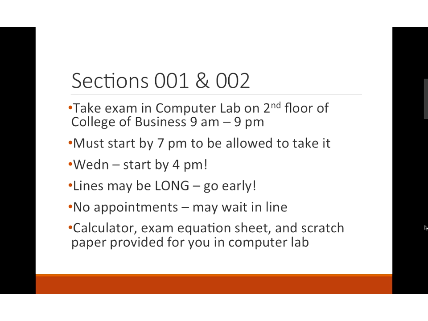You have to bring official ID and a writing utensil to the lab. They don't have pens for you to use, so bring your own writing utensil. Bring your official photo ID. They will provide the calculator, the exam equation sheet, which we'll talk about in a minute, and scratch paper. All of that will be provided for you. All you're going to bring is a pen and photo ID. This is sections 1 and 2.